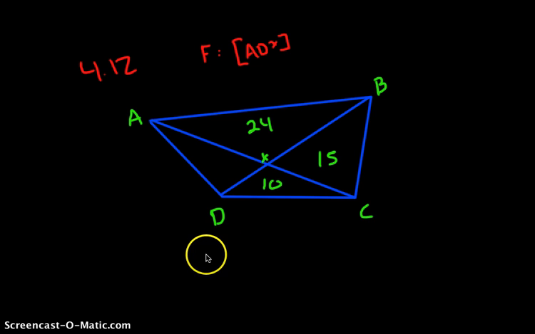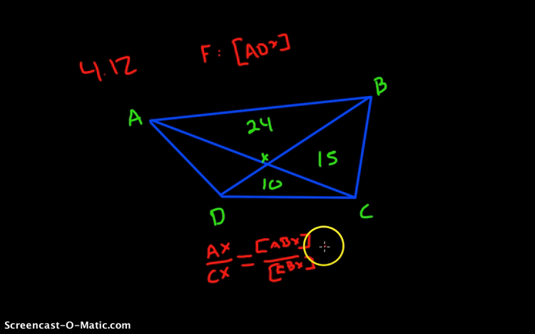So if I go down and write this out, AX, which is the base of triangle ABX, over CX, which is the base of triangle CBX, is equal to the area of ABX over the area of CBX. So that is equal to 24 over 15, and you can simplify that down to 8 over 5. So that's the ratio of the areas between these two.